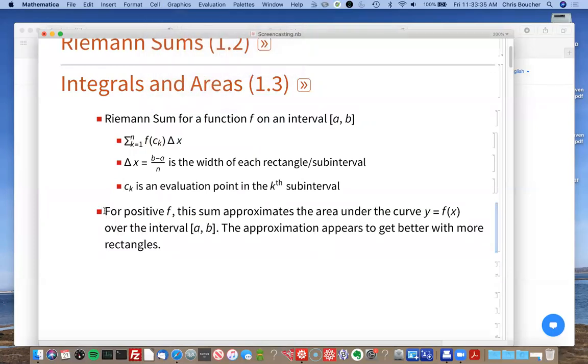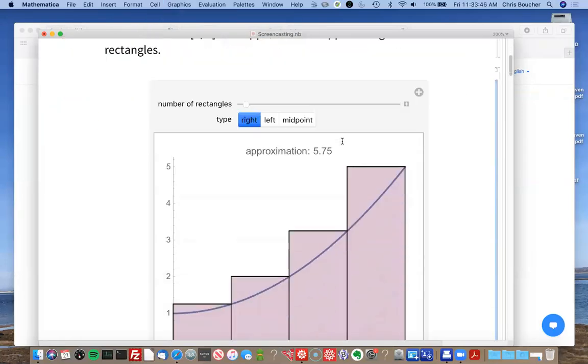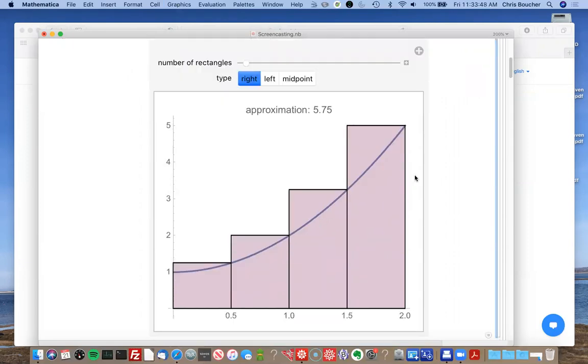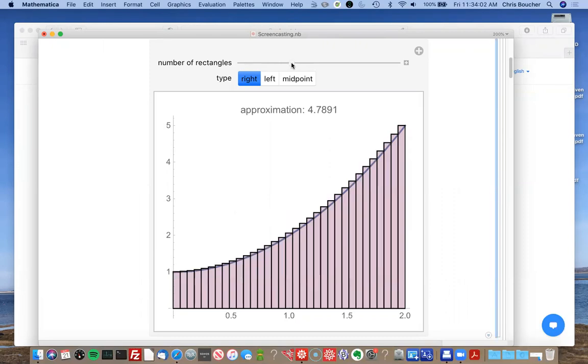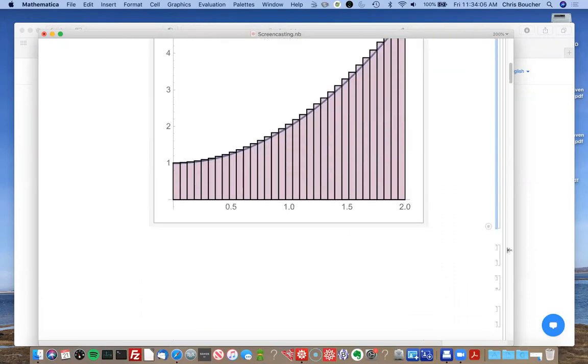And we noted above, indeed, this is why we built the Riemann sum, that for a positive function, the sum approximates the area under the curve, right? And we looked at pictures like this one, right? Here's our old friend y equals x squared plus 1, and here is a right Riemann sum with 4 approximating rectangles, right? And the idea is that the areas of the rectangles approximate the area under the curve, and it looks like more rectangles gives a better approximation.